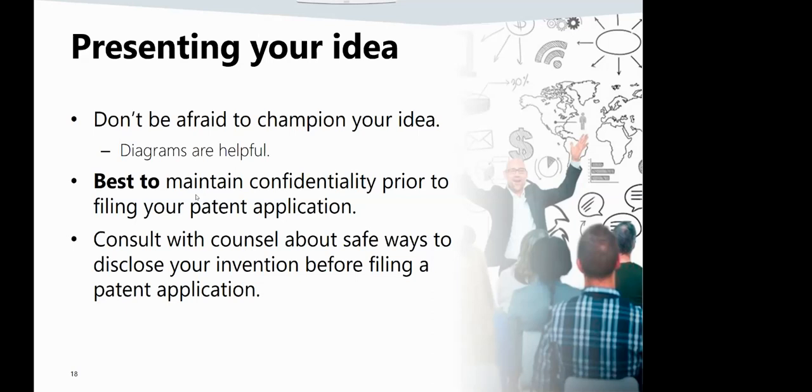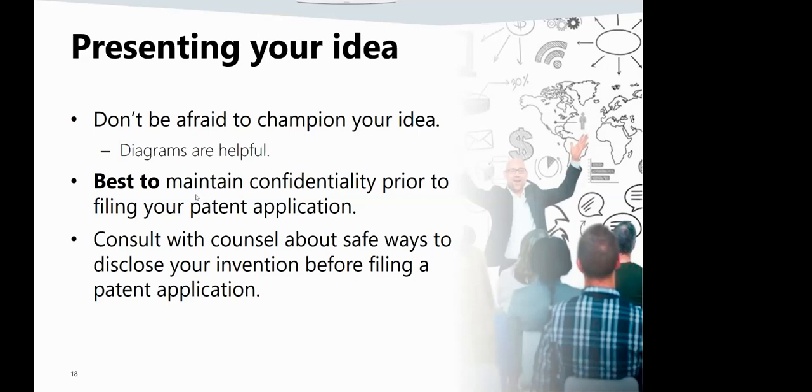And especially in jurisdictions outside the US, it can make it extraordinarily difficult, if not impossible, to secure patent protection if you make a public disclosure of your invention before filing the patent application, right? So by public disclosure, I mean you disclosing the details of your invention in a forum that is accessible by an average member of the public.